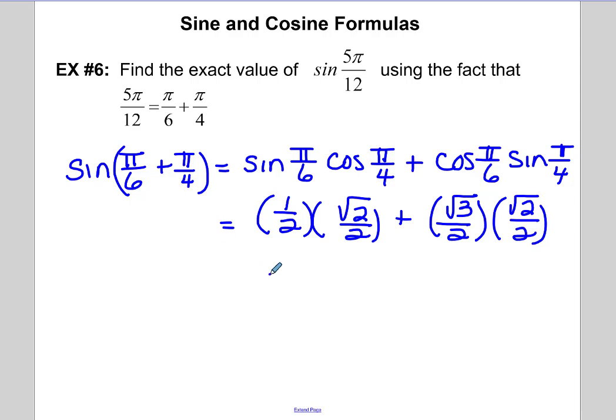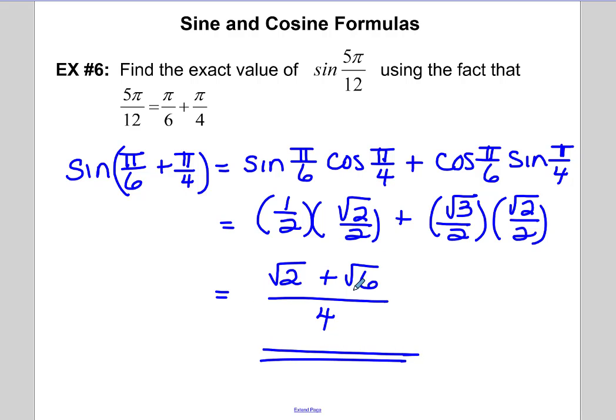So again, we have square root of 2 plus square root of 6, getting ahead of myself there. Square root of 2 plus square root of 6 divided by 4. We have a common denominator of 4. I'm not going to factor it. I'm just going to combine them together.